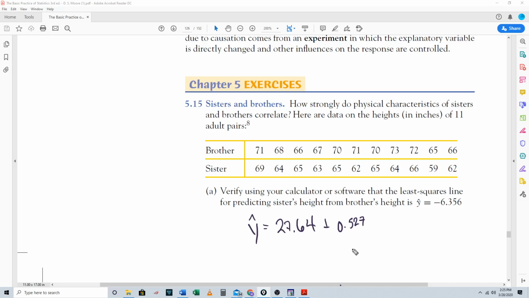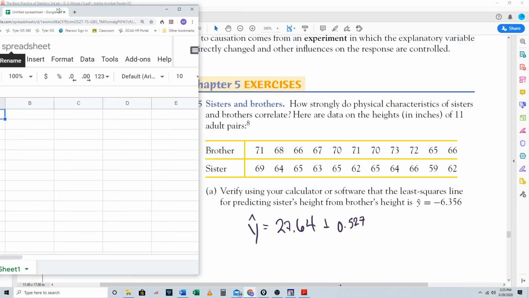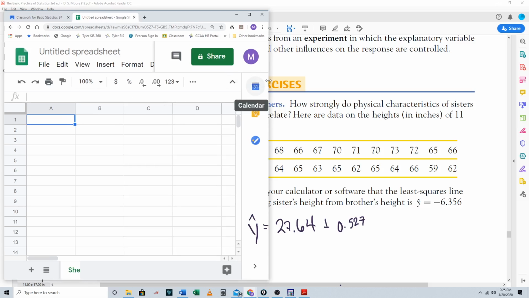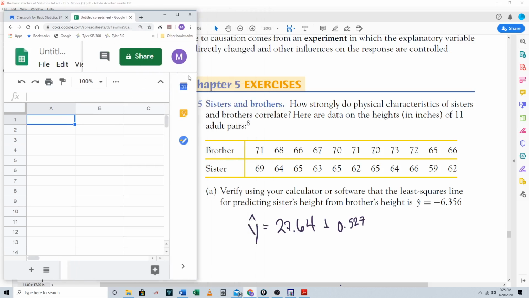Okay. So just to show you that this is the equation, what we're going to do is put this data into Google Sheets. Okay, so I'm going to move this over here. Let me just make this a little smaller so we can see. All right, so we have brother and sister. So brother. There we go. Sister. Oh, come on, why are you going so slow?